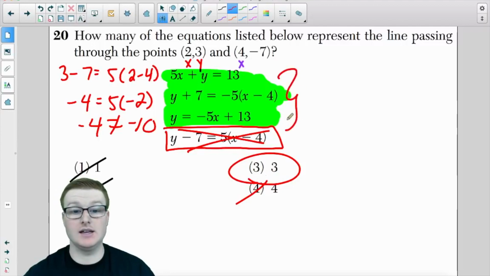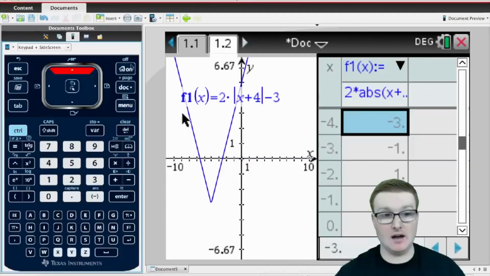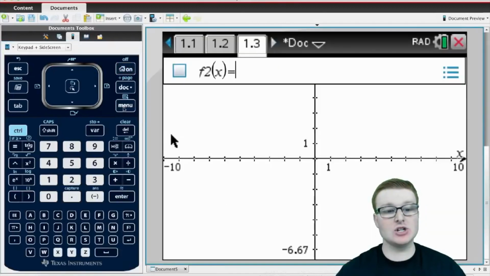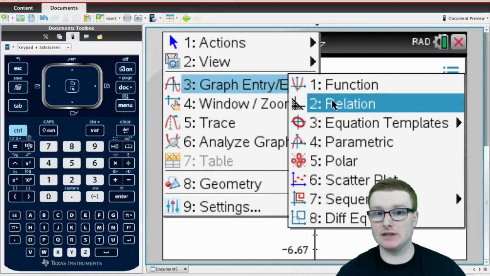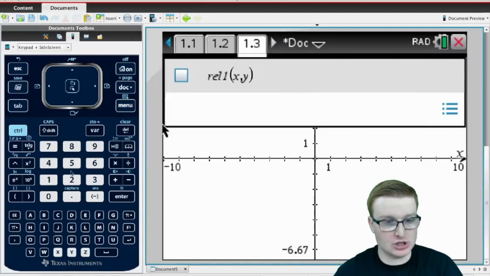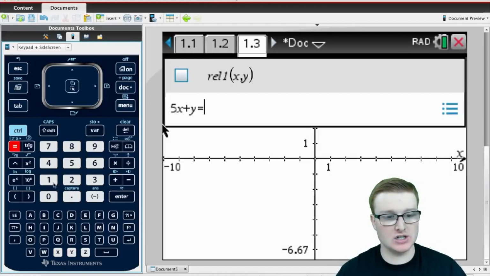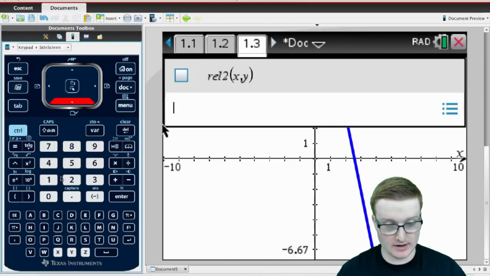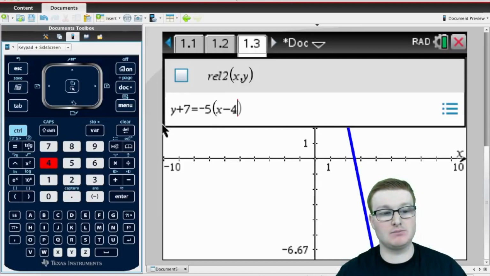There are 3 lines that satisfy this condition. I'm going to show you on the graphing calculator. So if you actually go to menu, go to graph entry edit and click on relation, what this calculator could do, which is so cool, is you could just type in the exact equations that they show on the Regents exam. So the graph, the first line, y plus 7 is equal to negative 5 times x minus 4. To get to the next one, you just press the down arrow.